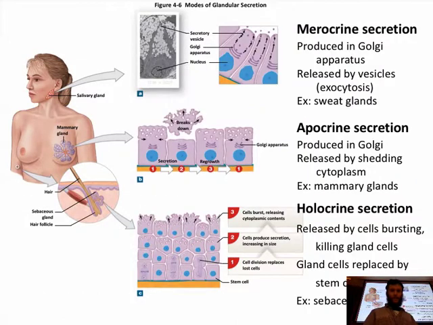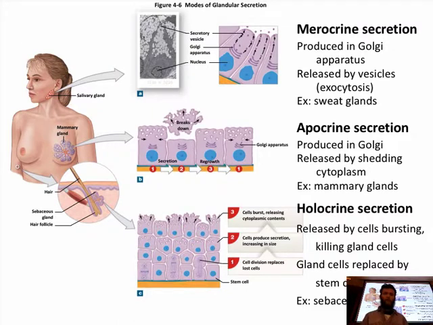All right, here we go. So there's this sort of continuum. And I haven't really thought about it very hard, but I've never really come up with an acronym or anything to help me remember which of these is what. But the order is MAH: Merocrine, Apocrine, Holocrine. And they form a continuum here. So let's look at that.